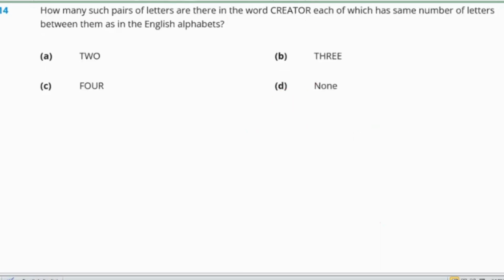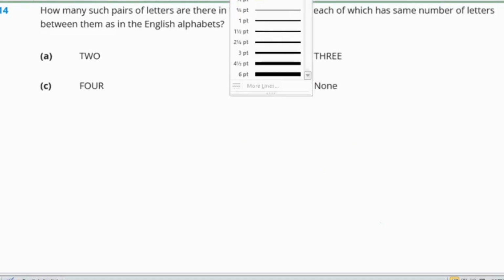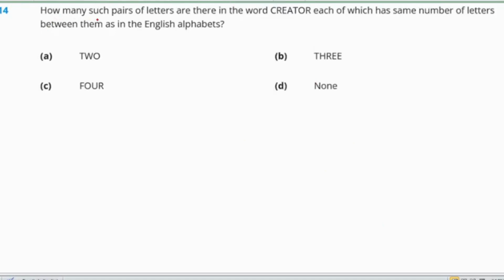The next question we have right now is question number 14, and question number 14 says: how many such pairs of letters are there in the word CREATOR, each of which has the same number of letters between them as in the English alphabet.